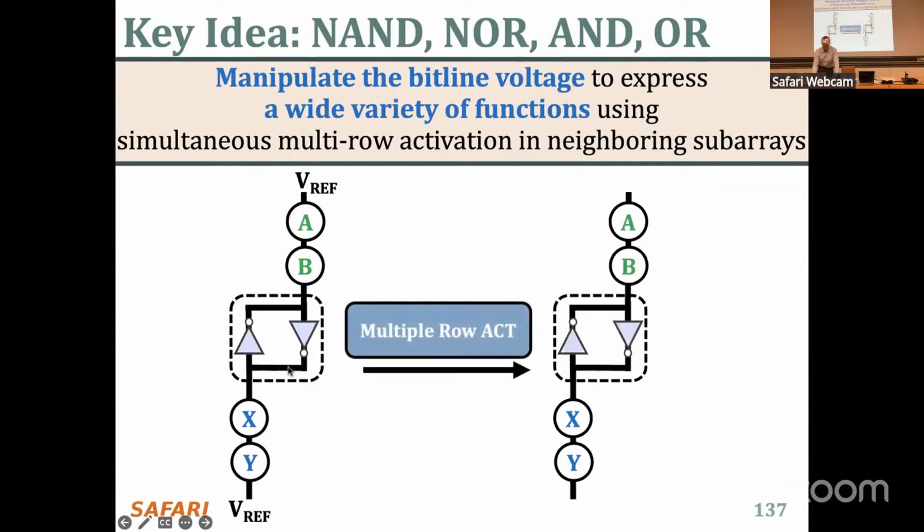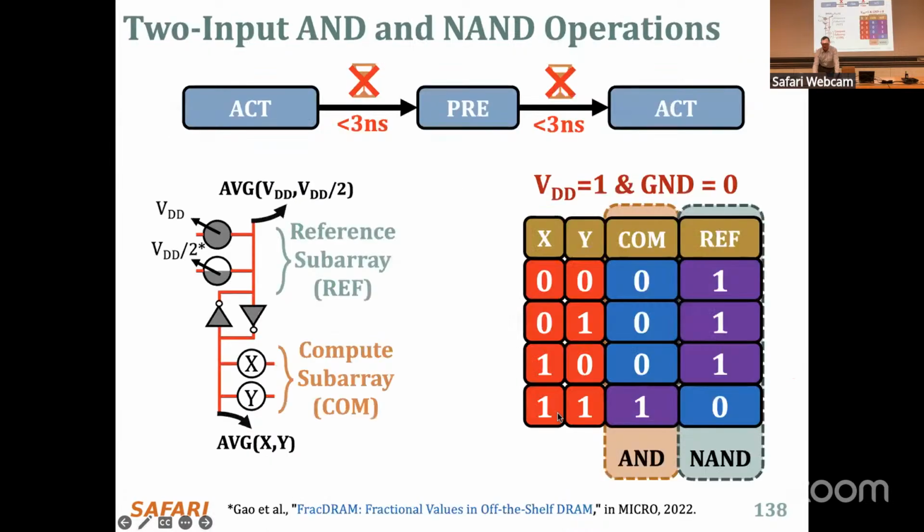Now, if you had the primitive to do multiple row activation concurrently, in circuit theory, what would you get? Essentially, the sense amplifier would compare the average voltage of A and B to the average voltage of X and Y. And if this average voltage is greater than X and Y's average voltage, this part will become 1. Otherwise, this part will become 0. So by setting the voltages appropriately in the reference subarray, we're going to compute a function of X and Y.